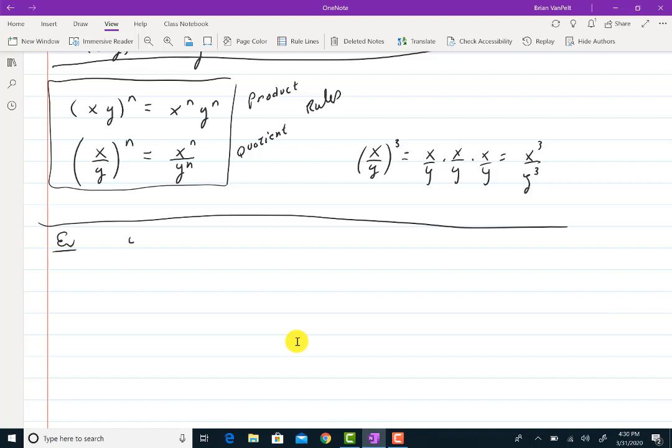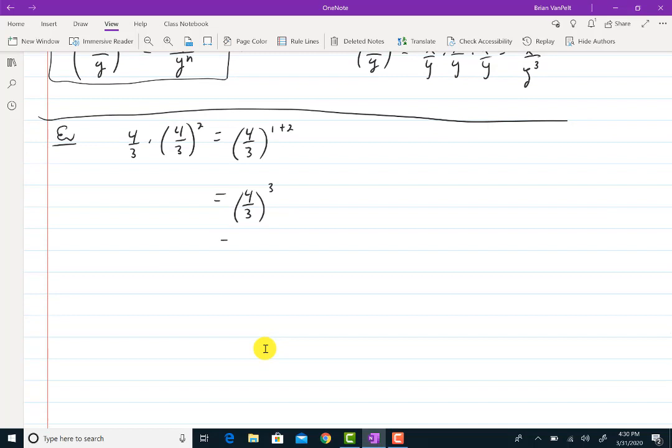All right, first, let me see if I have 4/3 times 4/3 squared, then I can rewrite this as 4/3 to the 1 plus 2, because the base in this case was 4/3 for both of them. The exponent on the first 4/3 was a 1. That's why I have 1 plus 2. So I get 4/3 to the 3rd, and then I can write this as 4 to the 3rd over 3 to the 3rd. Would be 64 over 27.